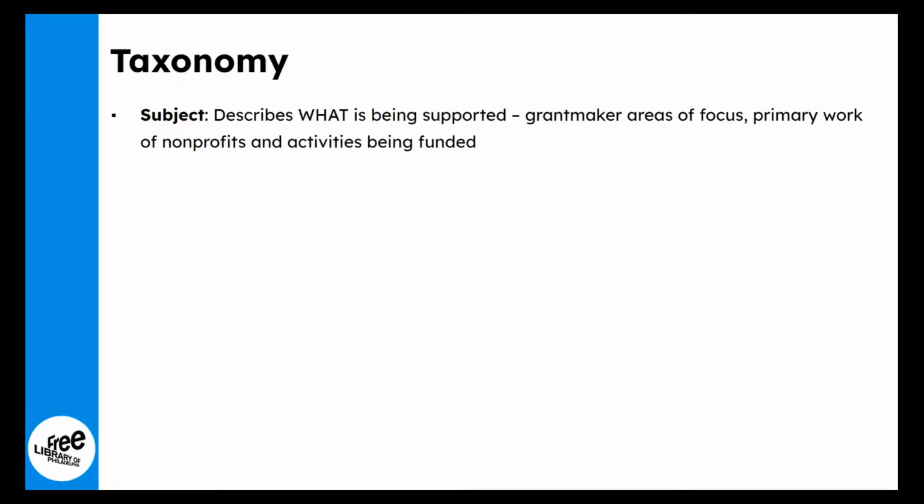The first facet of the taxonomy is subject. Subject describes what is being supported, meaning either a grant maker's area of focus or the primary work of a nonprofit organization. Some examples include elementary education or clean water supply.